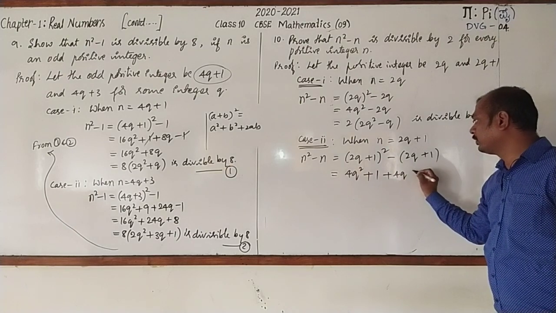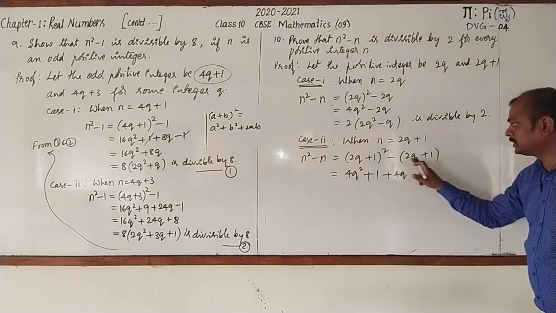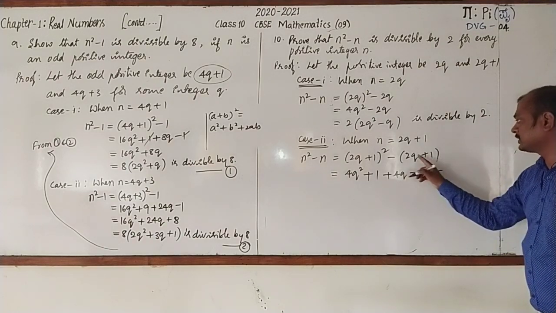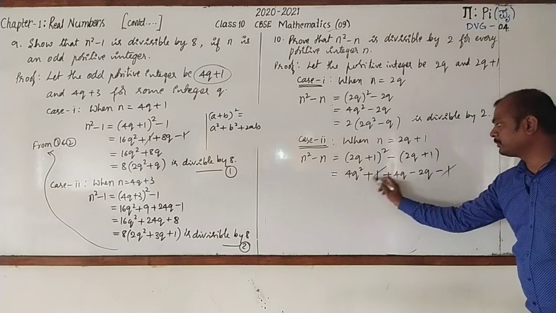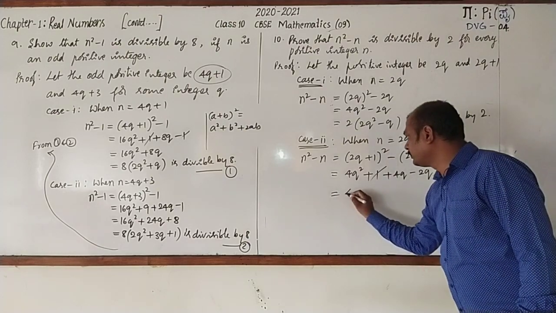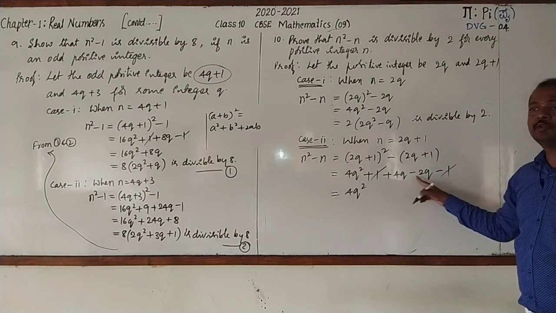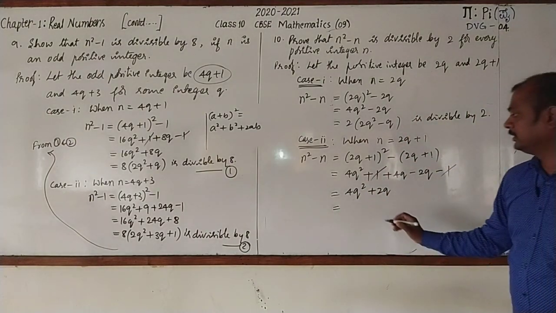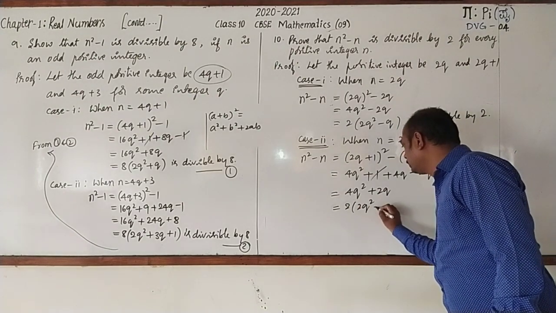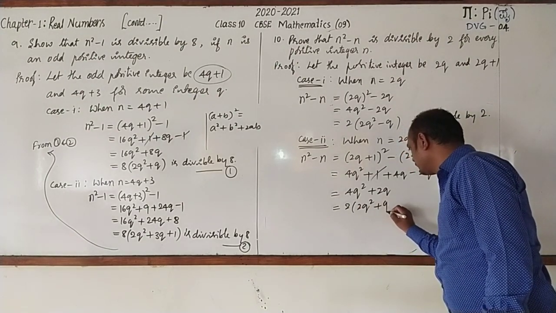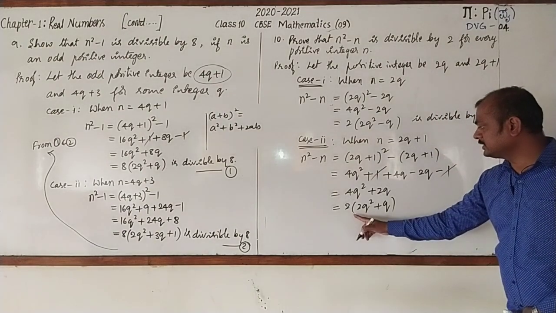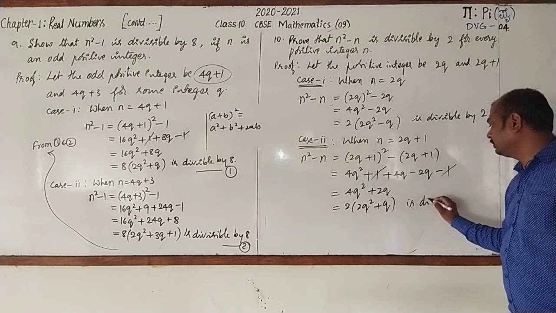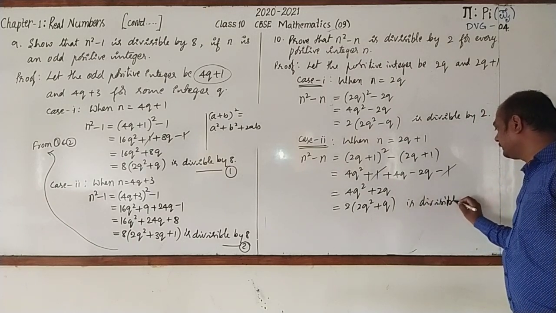Multiply minus with both the terms. Minus into 2q, minus 2q. Minus into plus, minus 1. Now minus 1 plus 1 get cancelled. Now it is 4q square. What is 4q minus 2q? It is 2q. What is the common factor? It is 2. 2 into 2q square plus q. Again it is a multiple of 2. Hence it is divisible by 2.